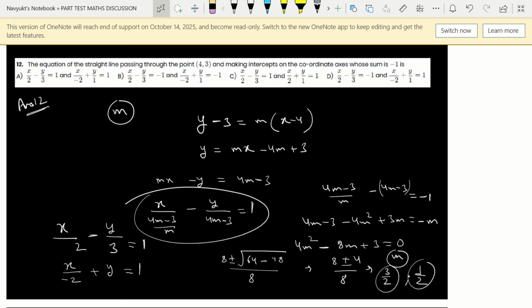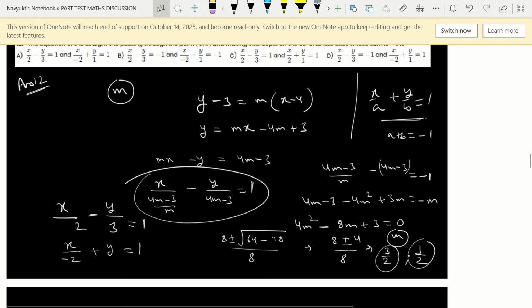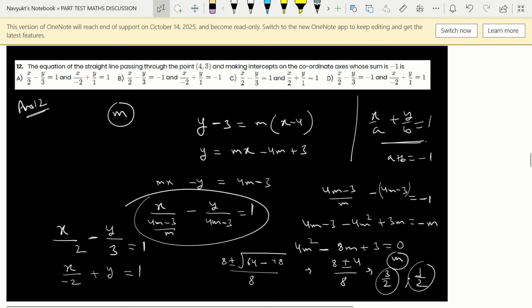We could have initially taken the equation of the line in the intercept form also, as x by a plus y by b equals to 1, and we could have just satisfied 4 comma 3, and we can write a plus b equals to minus 1. From there also we will get both the values of a and b. So these two are the lines. Which option? It is option number a.